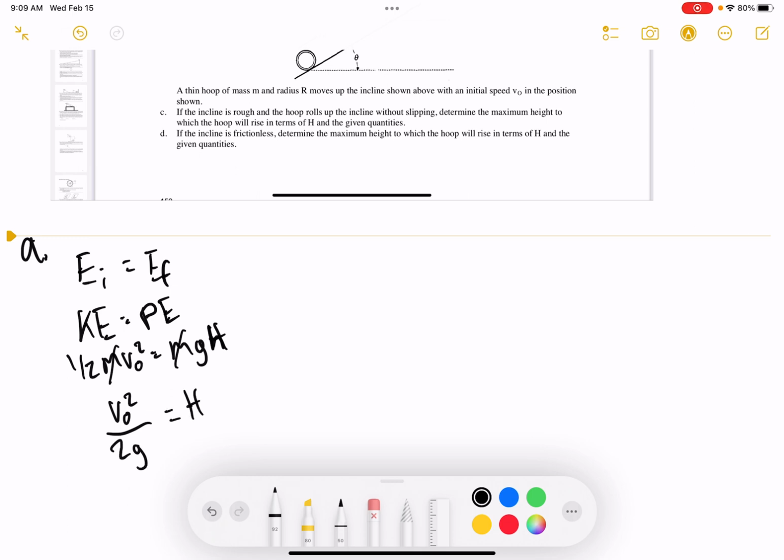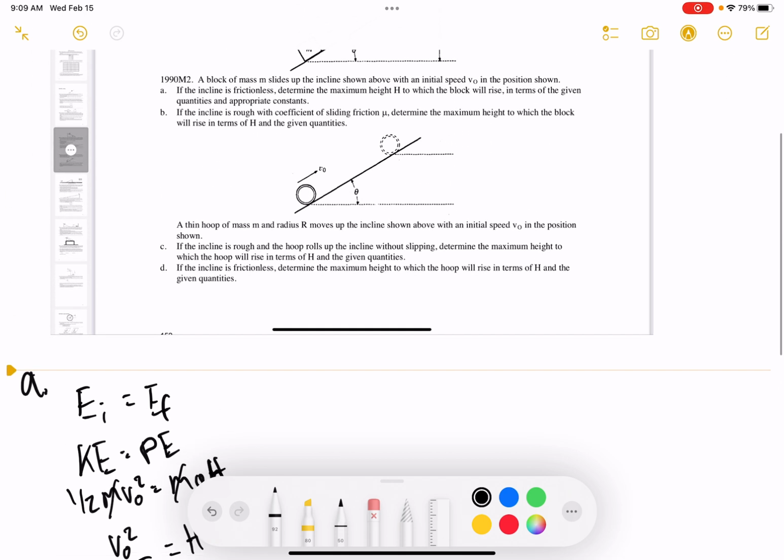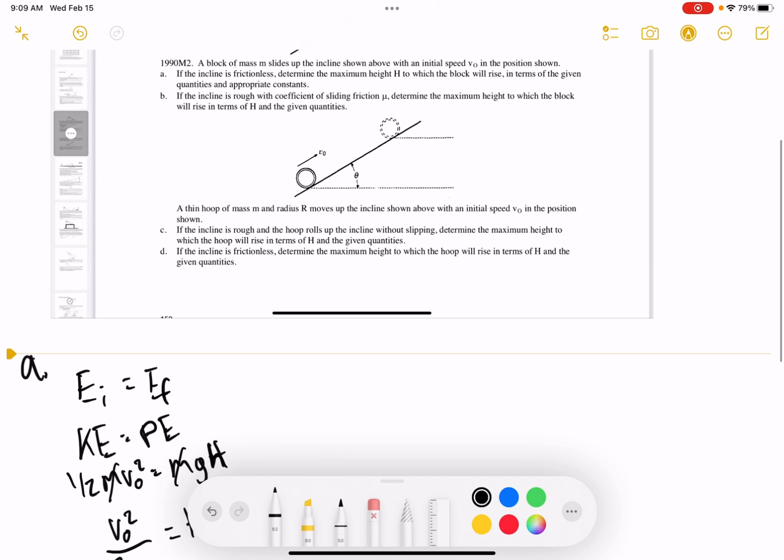Okay, so that one was pretty easy, pretty straightforward. So now, next we'll be looking at part B.